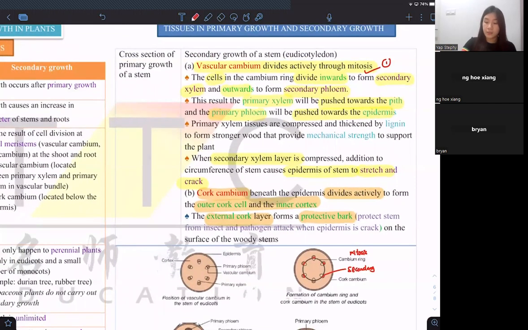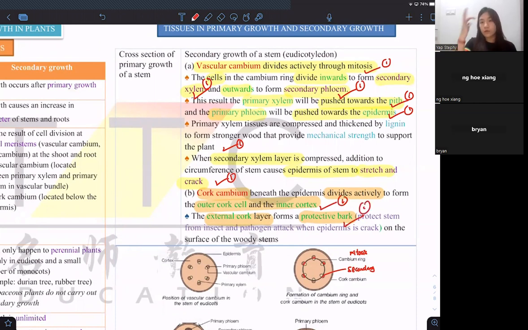So you all have to label the points here: secondary xylem, secondary phloem, and then they are pushed away from the cambium ring. And also you can write out their function, why you need to form the secondary xylem and the secondary phloem. Okay? Yeah, like this. So this is all the points.